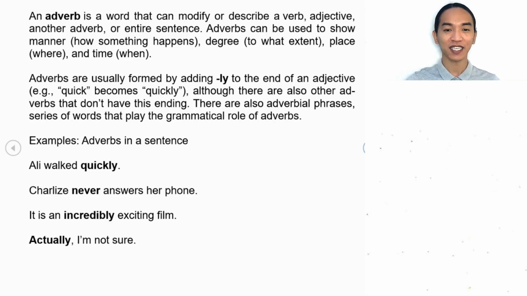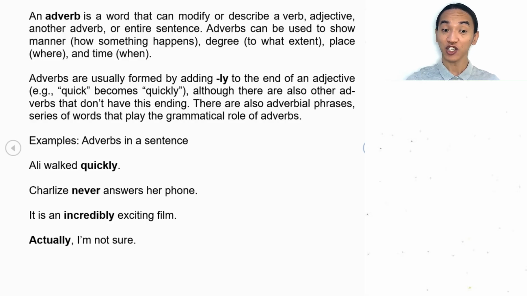Now, adverbs can be used to show manner, which means how something happens, degree, place, and time. So adverbs are usually formed by adding ly to the end of an adjective. So this is something that we are going to discuss later on in the next coming videos. Although there are also other adverbs that don't have this ending, there are also some adverbial phrases, series of words that play the grammatical role of adverbs.